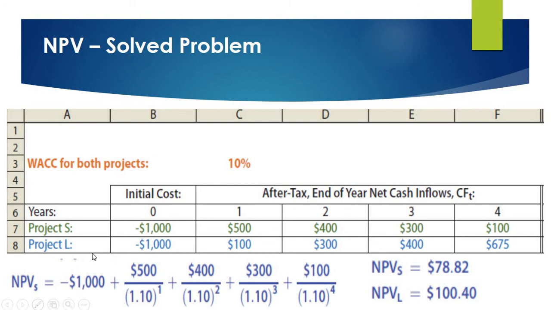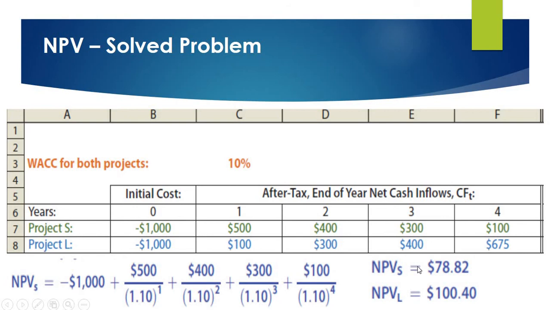The initial investment of this project is $1,000, so it's a negative cash flow. Then in year 1 it will generate $500 cash flows divided by 1 plus 0.10, which is 10% cost of capital to the power 1. Then $400 divided by 1.10 to the power 2, $300 million divided by 1.10 to the power 3, and finally $100 million, which is the fourth year cash flow of project S divided by 1.10 to the power 4.